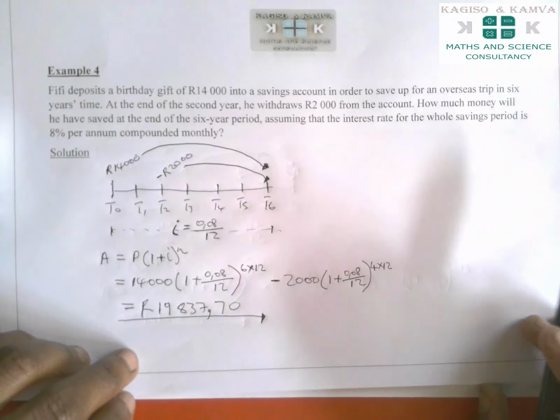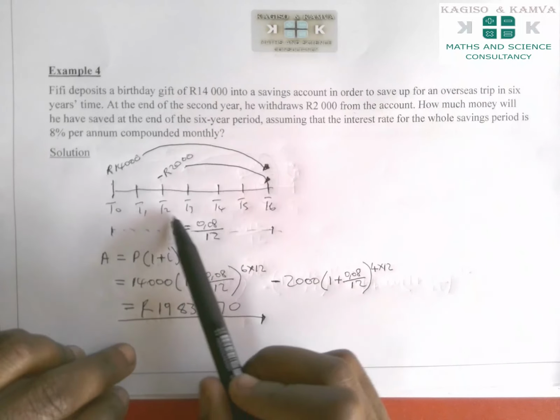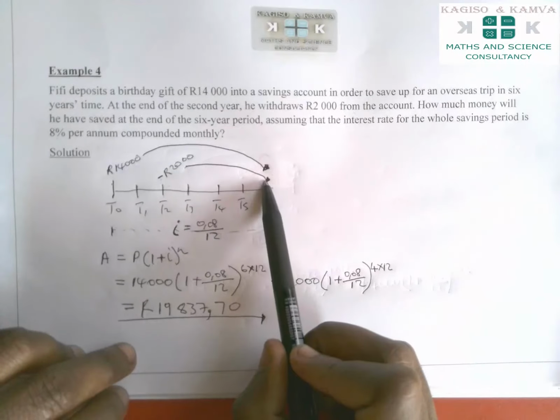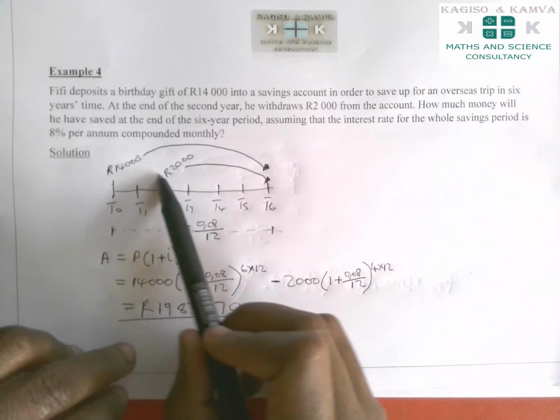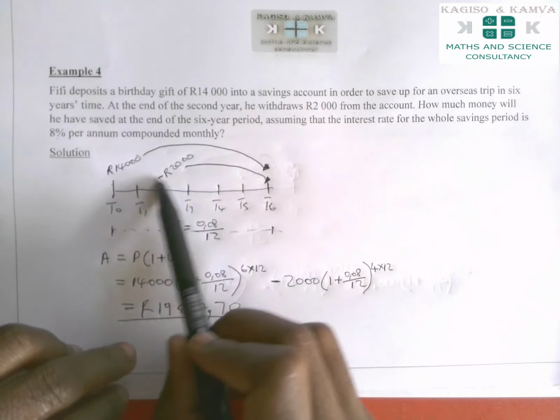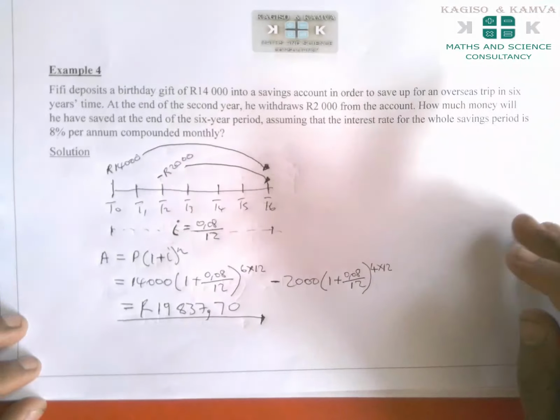Hope you understood, good people. So once money is added after some time, you also invest that money, and once it is withdrawn, we also invest that money, but it's negative money. It's a negative investment, so we're going to subtract it at the end of the period.